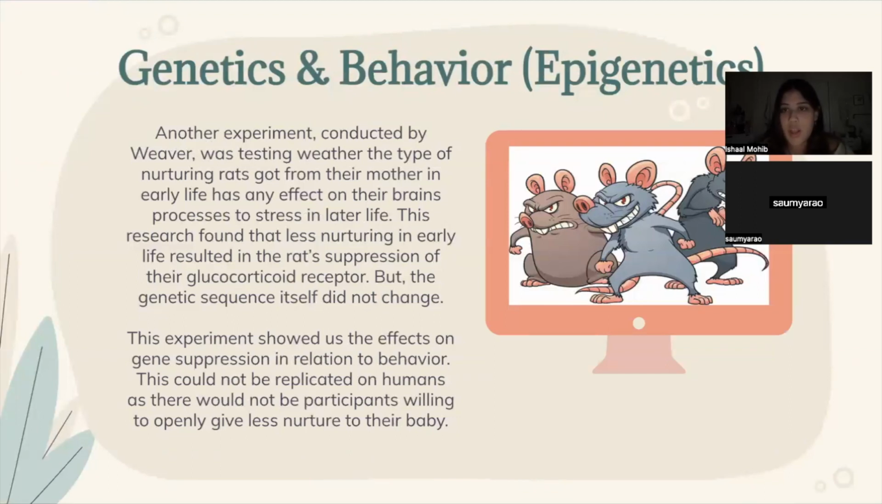Genetics and behavior and epigenetics. Another experiment was conducted by Weaver, and he tested whether the type of nurturing a rat got from their mother in early life affected their brain's processes to stress later in life. This research found that less nurturing in early life resulted in the rat's suppression of their glucocorticoid receptor, but the genetic sequence itself did not change. This experiment showed us the effects of gene suppression in relationship to behavior, and this could not be replicated in humans as there would not be participants willing to openly give less nurture to their babies at a young age.